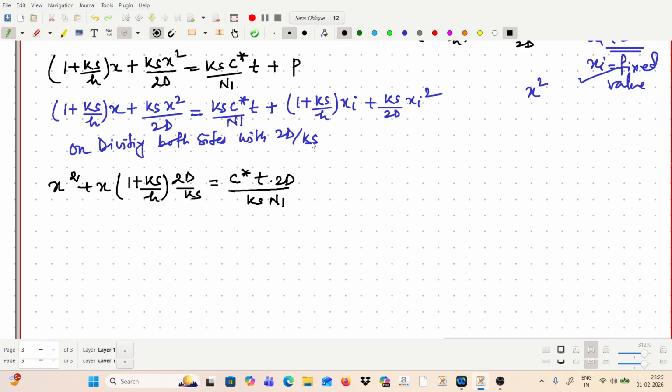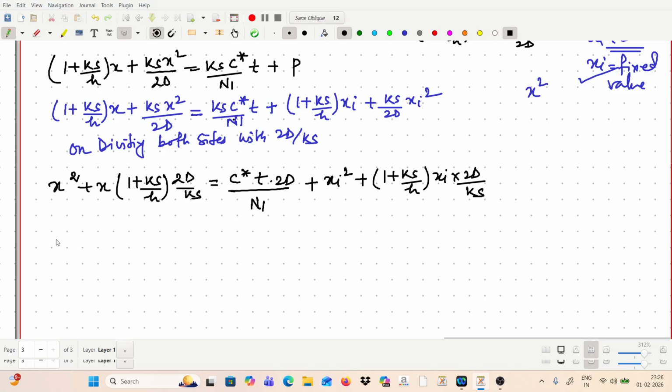Oh sorry, ks will be cancelled out. Here also we have to multiply with 2d by ks, so ks cancels out, giving c star t by n1 times 2d, plus xi square, simply xi square plus 1 plus ks by h xi into 2d by ks. Is it okay? This line.